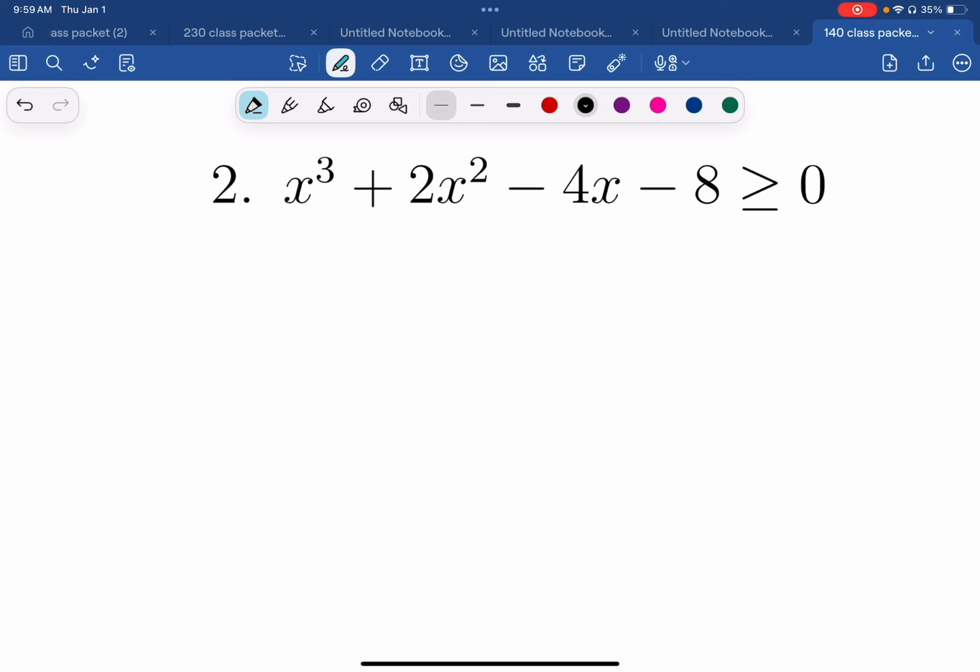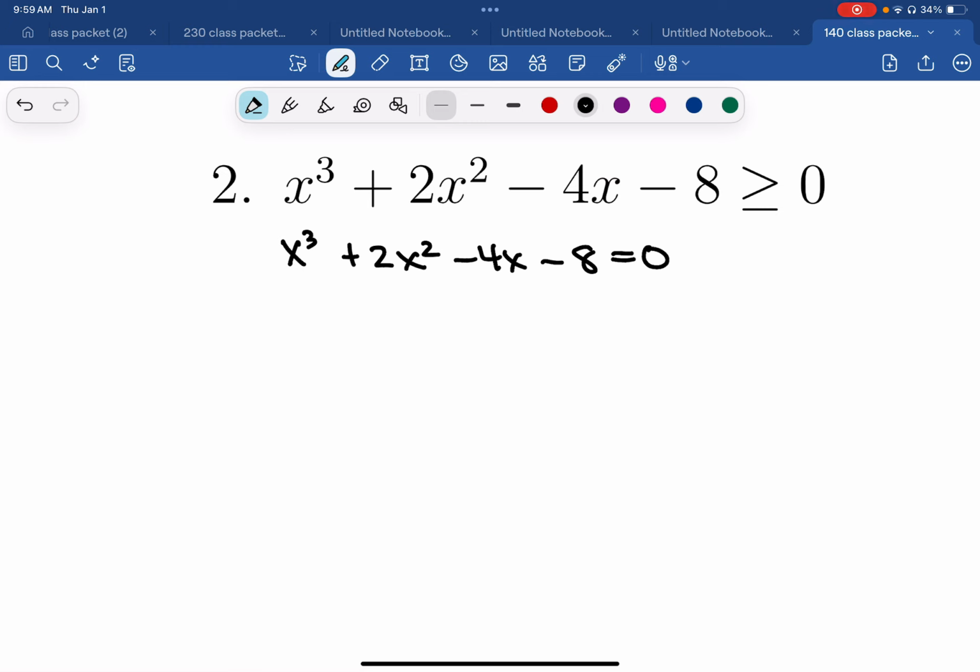And then we're going to jump into step 2 here, and that is to solve this as if it were an equation. So x cubed plus 2x squared minus 4x minus 8 equals 0. And from here, we're going to solve that. With cubics, we can only factor, right? And we only have two options when we factor.